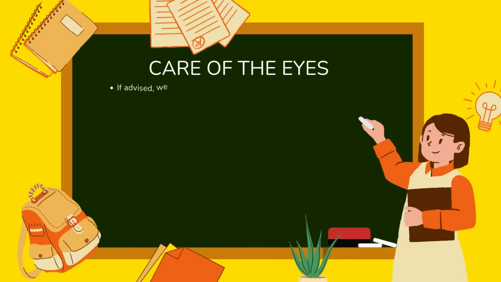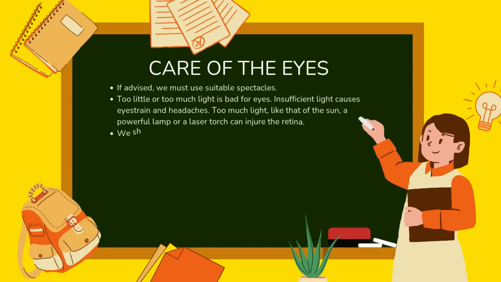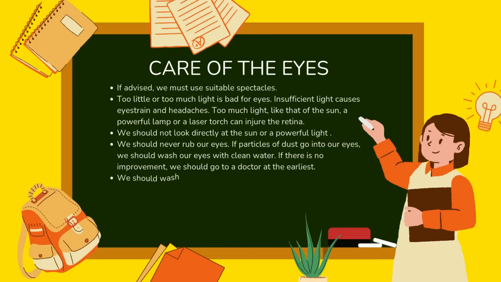Care of the eyes. If advised, we must use suitable spectacles. Too little or too much light is bad for eyes. Insufficient light causes eye strain and headaches. Too much light, like that of the sun, a powerful lamp, or a laser torch can injure the retina. We should not look directly at the sun or a powerful light. We should never rub our eyes. If particles of dust go into our eyes, we should wash our eyes with clean water. If there is no improvement, we should go to a doctor at the earliest.